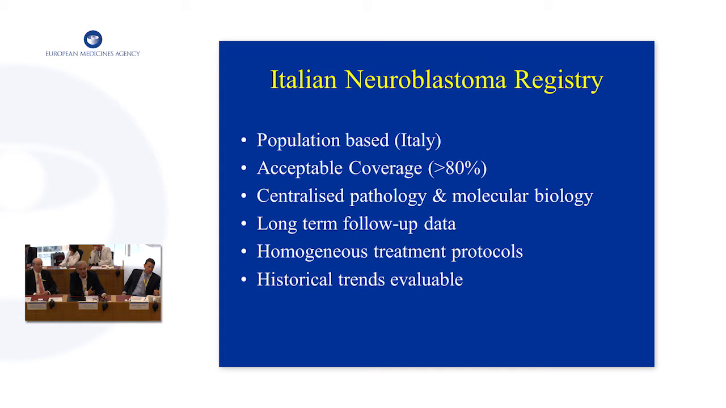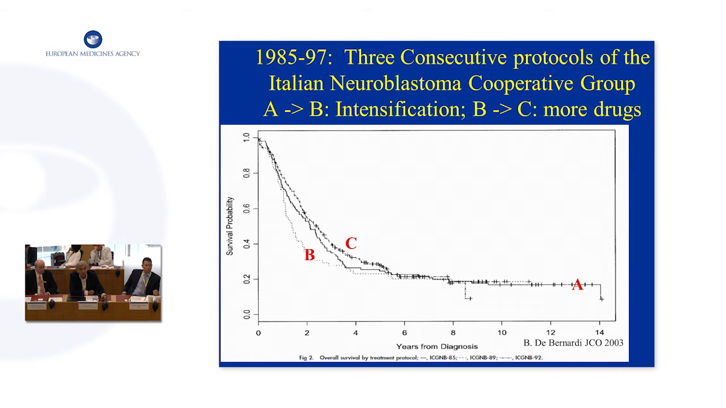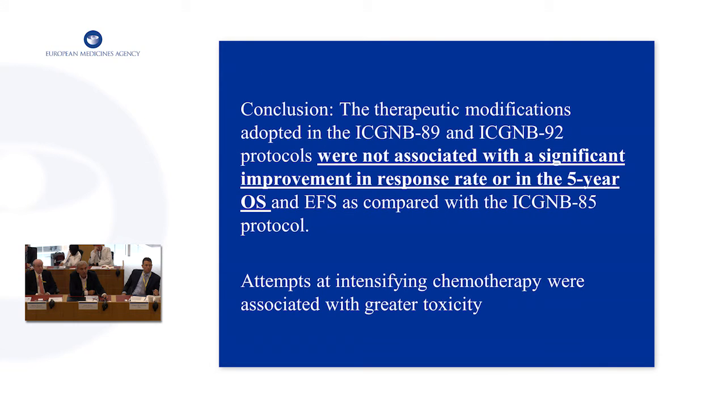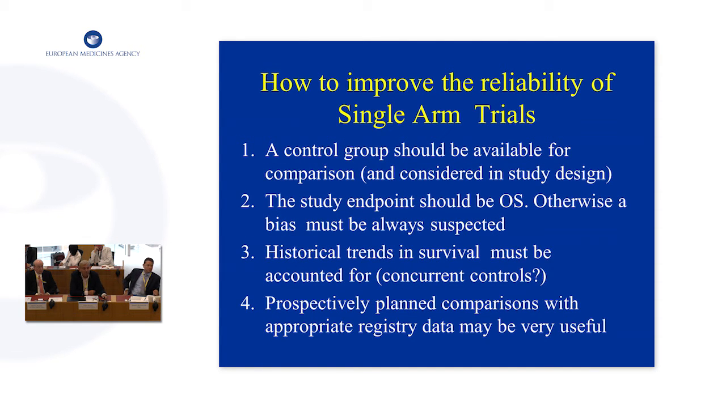For instance, in the Italian Neuroblastoma Registry, we had a coverage of more than 80% of all incident cases of neuroblastoma in Italy. And follow-up was homogeneous, and we had homogeneous treatment protocols. And we were able to show that intensification of chemotherapy or adding new drugs in protocols B and C, this was a 12-year study with 3 consecutive protocols, failed to translate into any improvement, was not associated with significant improvement in 5-year survival, and only increased the toxicity. As a consequence, prospectively planned comparison with appropriate registry data could be very useful.